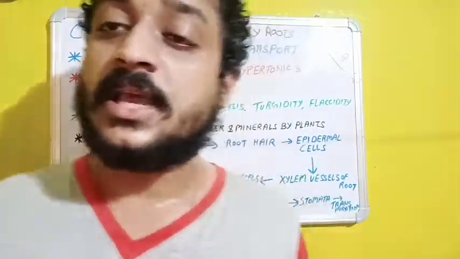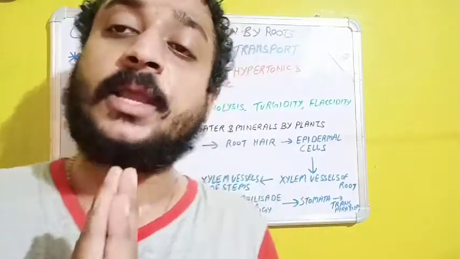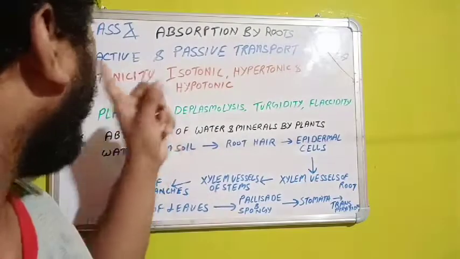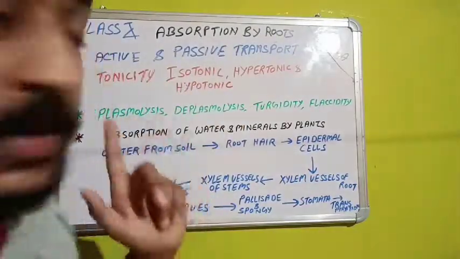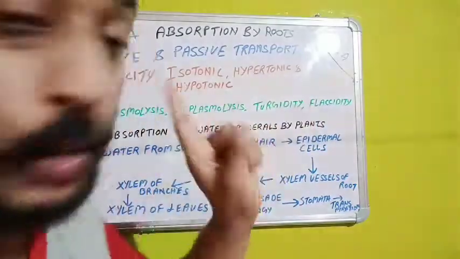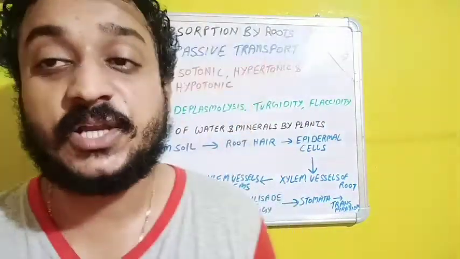Our today's class is for class 10, absorption by roots. Under this topic, we will learn about absorption by roots. We will learn today active and passive transport. We will learn today tonicity. Under tonicity, we will see isotonic, hypertonic and hypotonic solution. Then we will learn plasmolysis, deplasmolysis, turgidity and flaccidity.